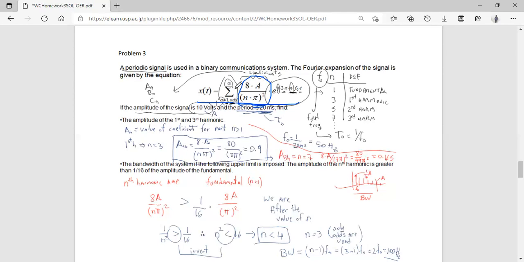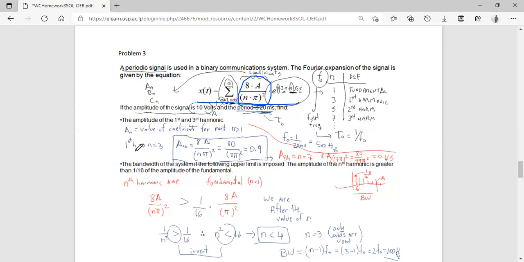So we just need to find our amplitude. Amplitude is given by 8 times A divided by n times pi, the whole thing to the power of 2. So this is the formula for my amplitude. This A is equivalent to 10 volts from the question.